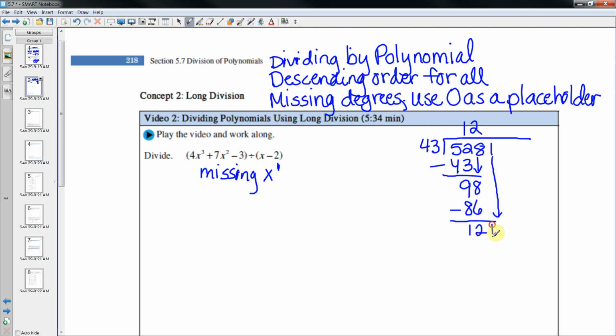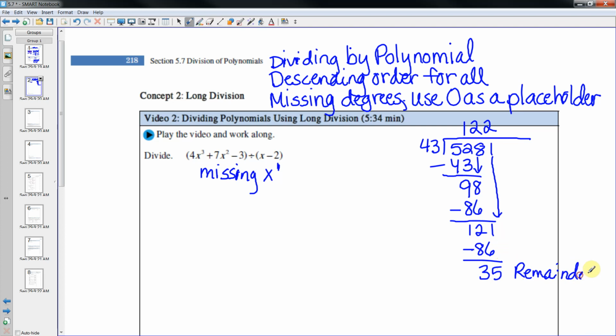Bring down the 1. 43 goes into 121 2 times. 2 times 43 again is 86. It wouldn't go 3 times. I tried it before I did this video. We have 35 left over, and remember 35 then was my remainder.